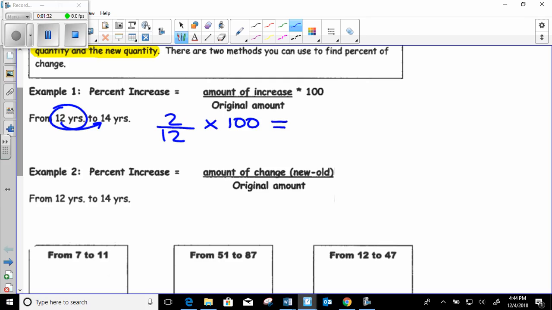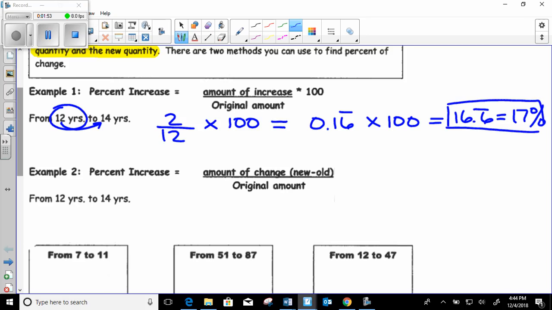When you do that, 2 over 12 is 1/6, which is 0.16 repeating. If you multiply it by 100, moving the decimal 2 to the right, you're going to get 16.6 repeating, or a 17% increase. So that would be your answer, 17% increase, and you can use an I for increase.